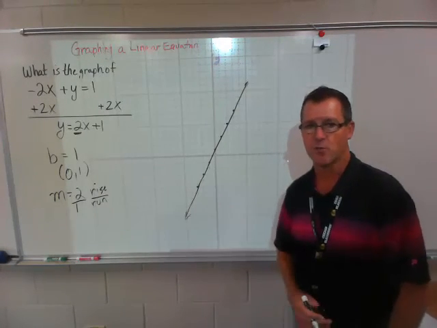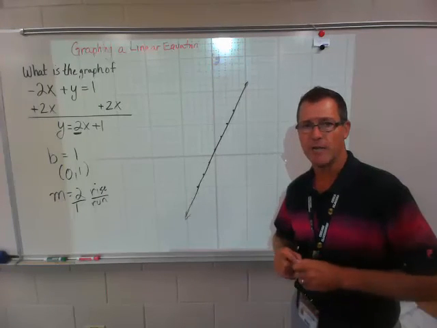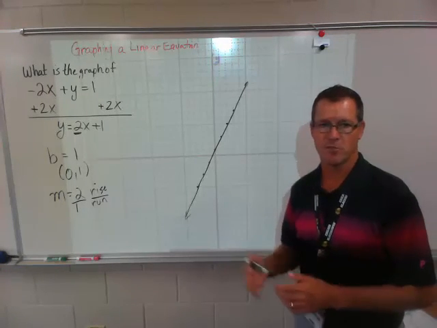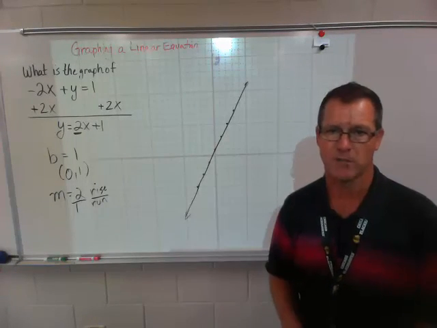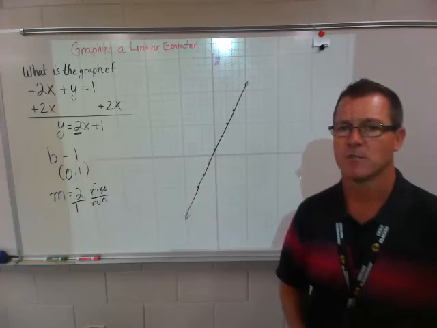So this was graphing the equation of a line, and the big key is to put it in slope-intercept form. You can take the slope out, you can take the y-intercept out. We always plot the y-intercept first and then count the slope to get adjoining points.